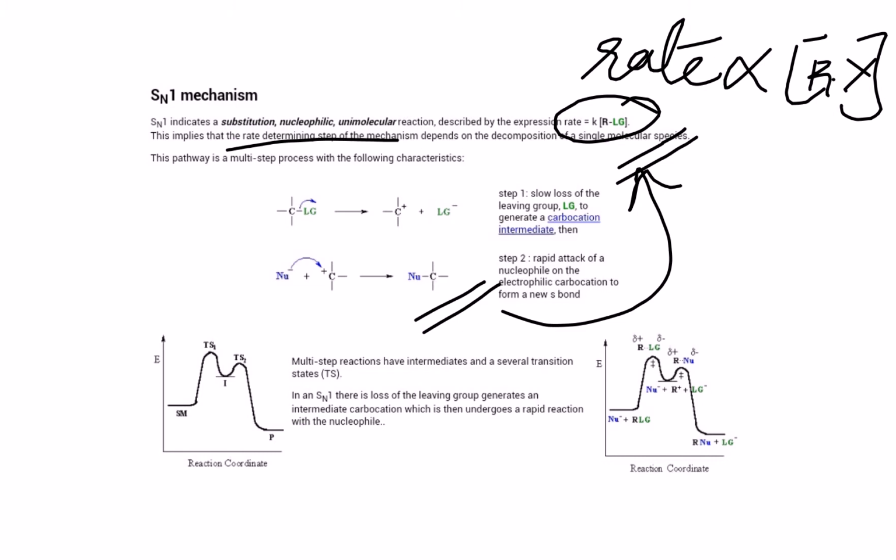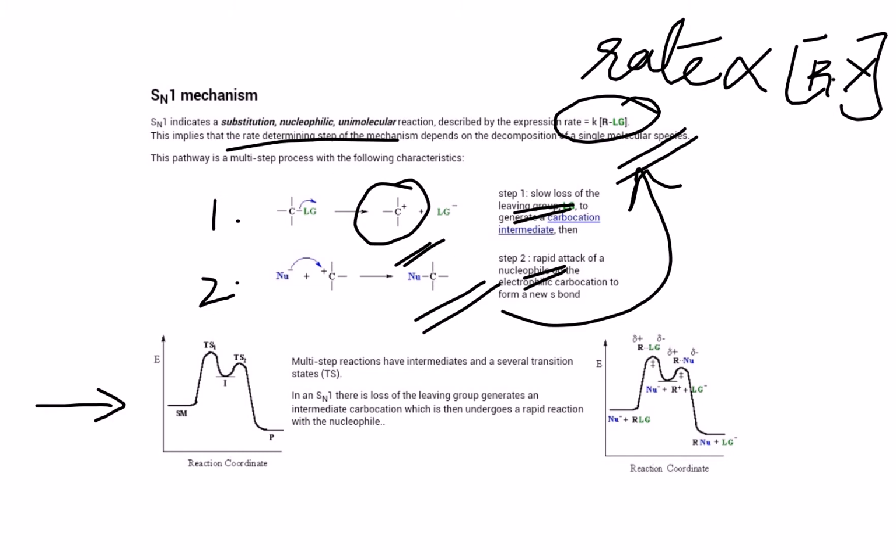Based on this rate law, the mechanism which was suggested was a two-step mechanism. The first step involves a slow loss of the leaving group, generating a reactive intermediate called the carbocation. The second step, which is a fast step, is a rapid attack of the nucleophile on the carbocation so as to generate the product.